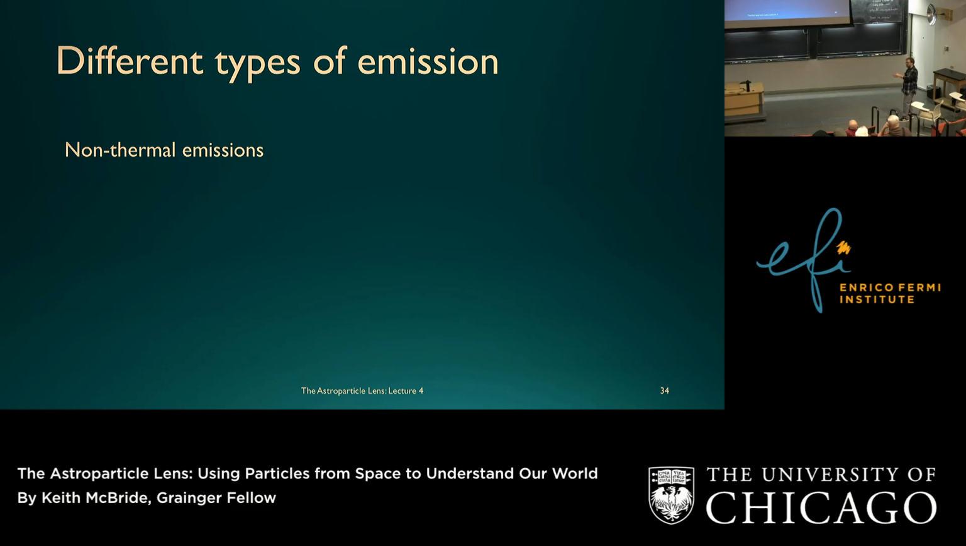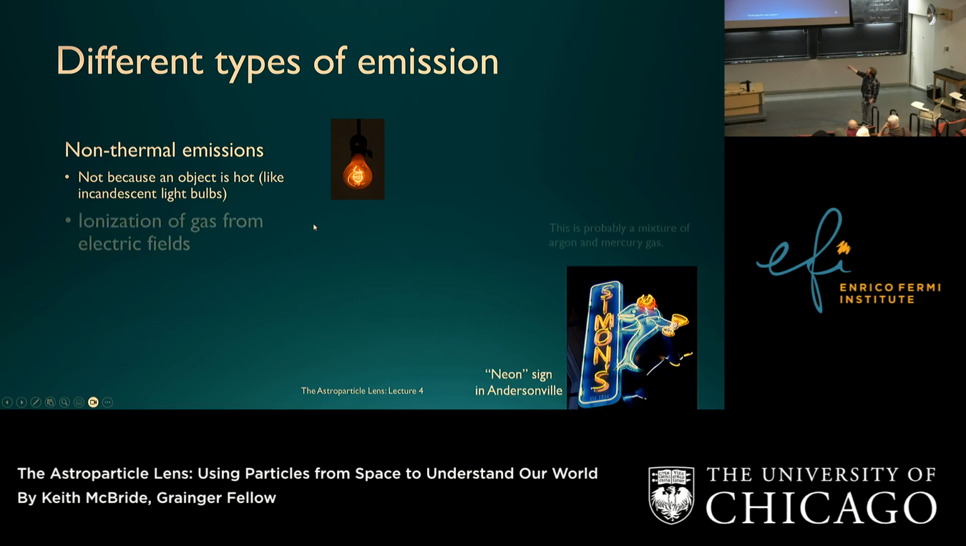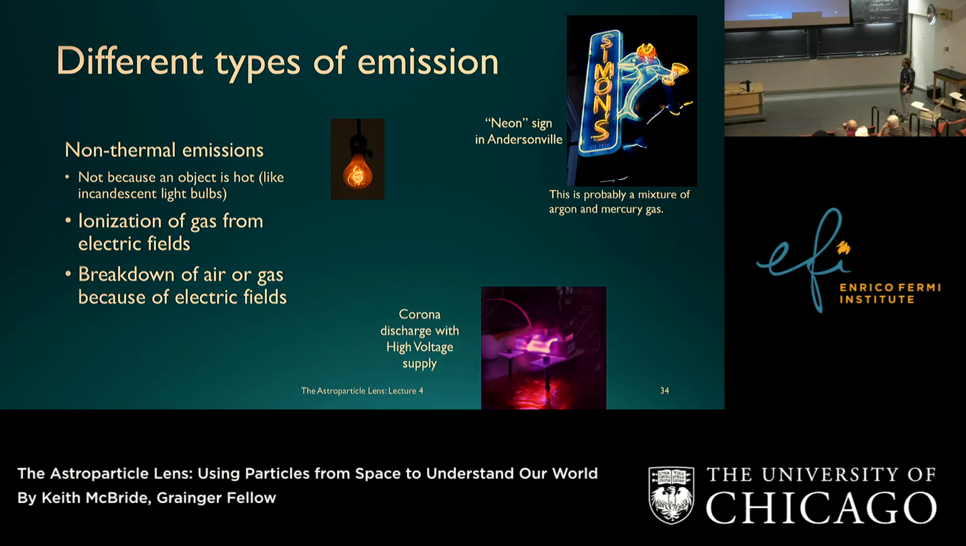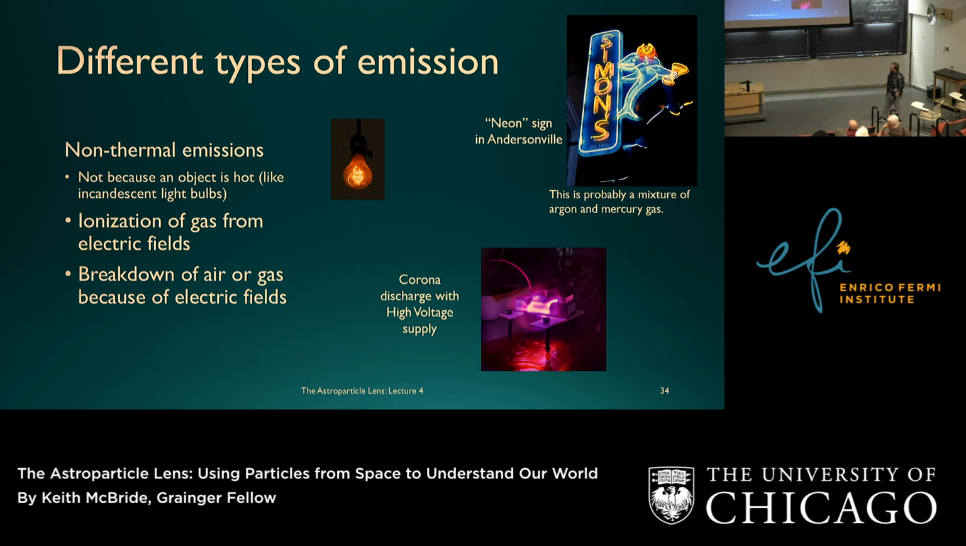The X-ray emission from the center of the Milky Way was hot gas, but the radio measurements were from these processes. So I said that there's things like incandescent light bulbs that are glowing, emitting light because they're hot, and there's things like neon signs that are emitting light because of the ionization of the gas, right? One of those things that I mentioned in lecture 1 was corona, which was the breakdown of the air because of a strong electric field.